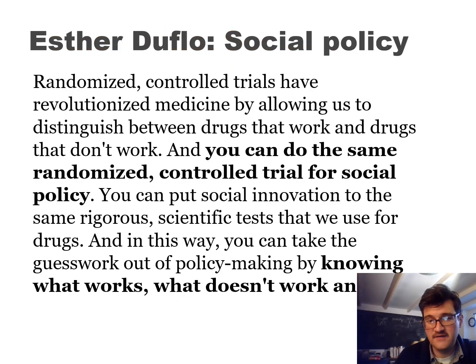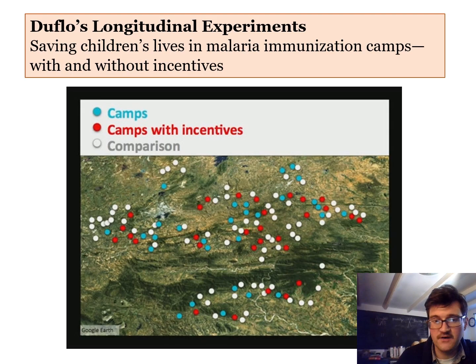Esther Duflo has assessed social policy using randomized controlled trials. That's revolutionized medicine. This is basically how, say, in the US, the FDA works, and basically any country that regulates the introduction of new drugs and medical treatments. You can do the same randomized controlled trial for social policy. You can put social innovation to the same rigorous scientific test that we use for drugs. In this way, you can take the guesswork out of policy making by knowing what works, what doesn't, and at least have a pretty good idea of why things work and don't work.